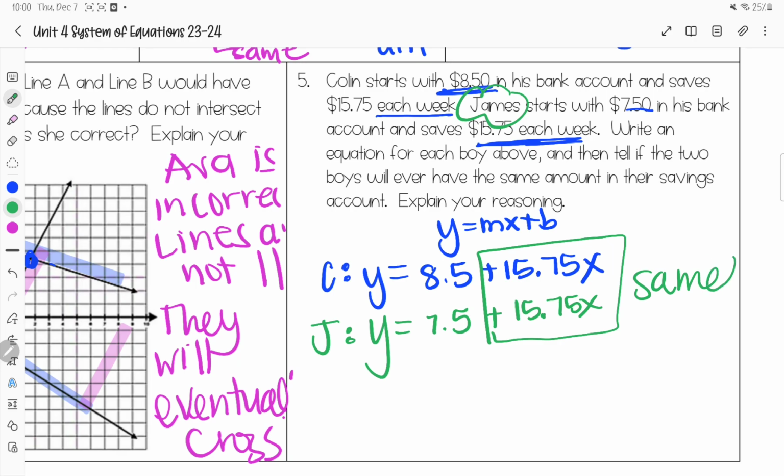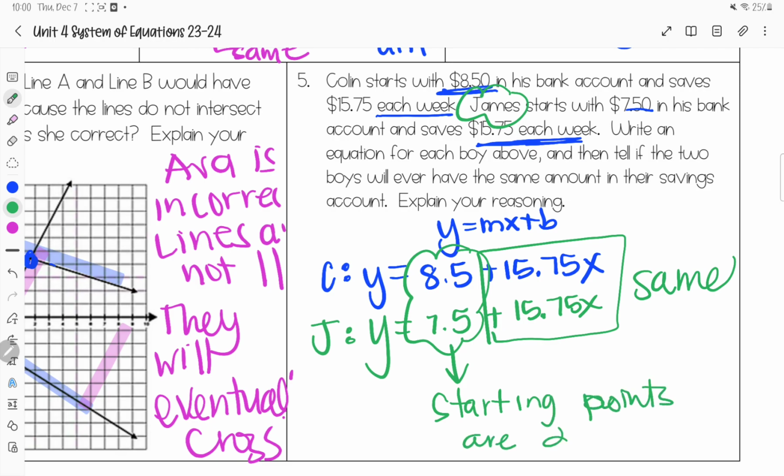So our m, or our slope, is the same, but these are different b values. So actually, let's put this: starting points are different. So they will never have the same.